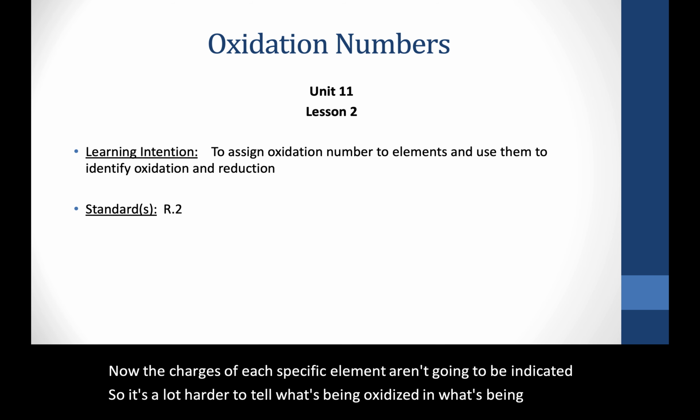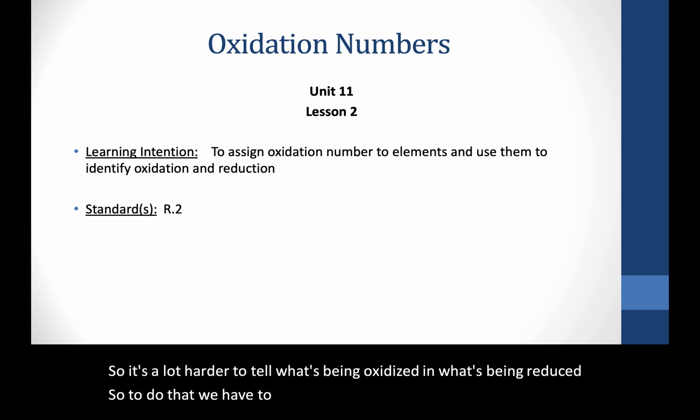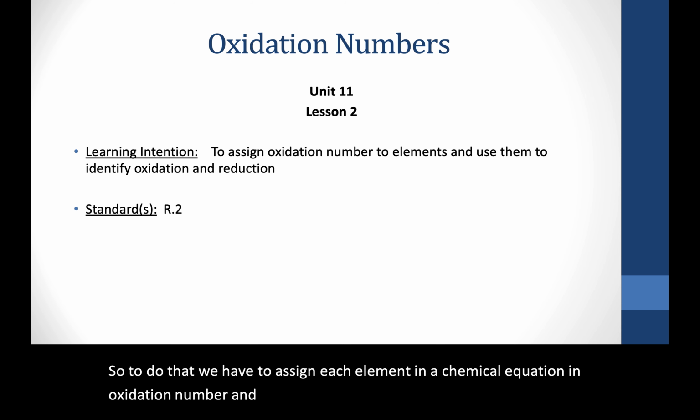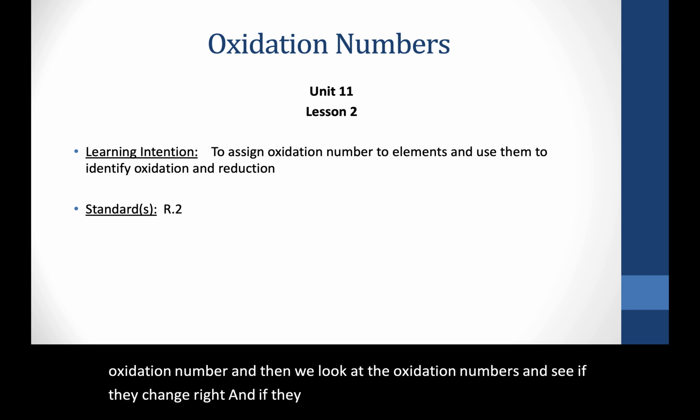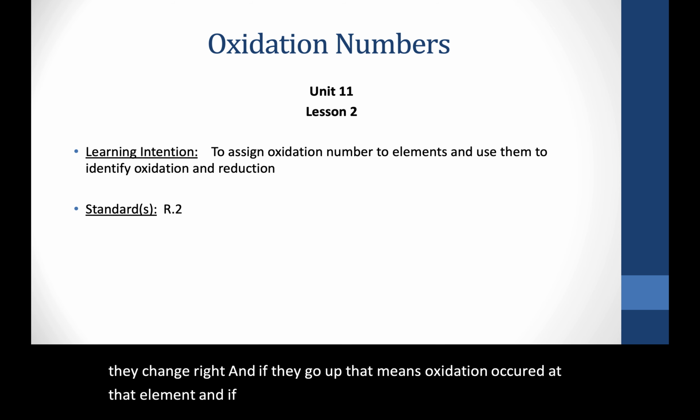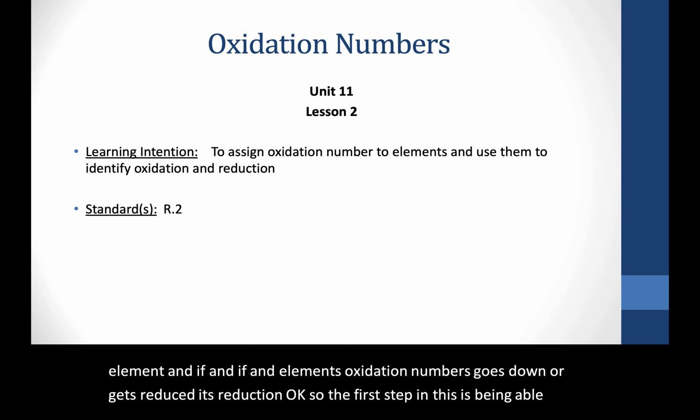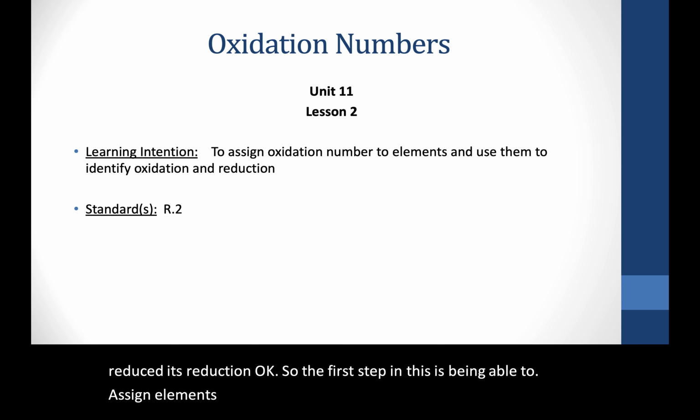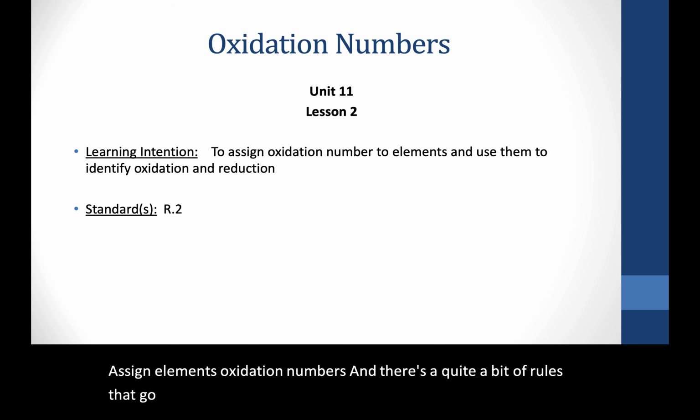So to do that, we have to assign each element in a chemical equation an oxidation number, and then we look at the oxidation numbers and see if they change, right? And if they go up, that means oxidation occurred at that element. And if an element's oxidation number goes down or gets reduced, it's reduction. Okay, so the first step in this is being able to assign elements oxidation numbers, and there's quite a bit of rules that go into assigning these oxidation numbers.